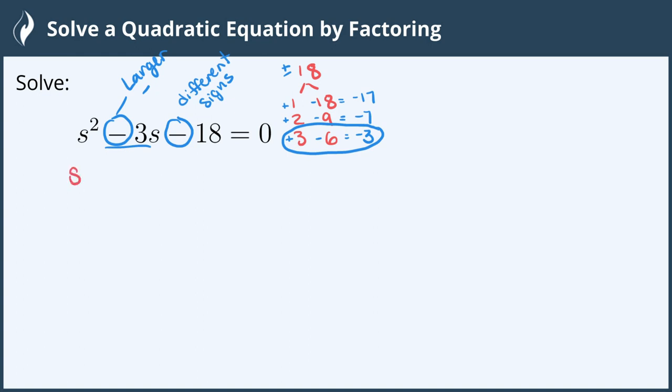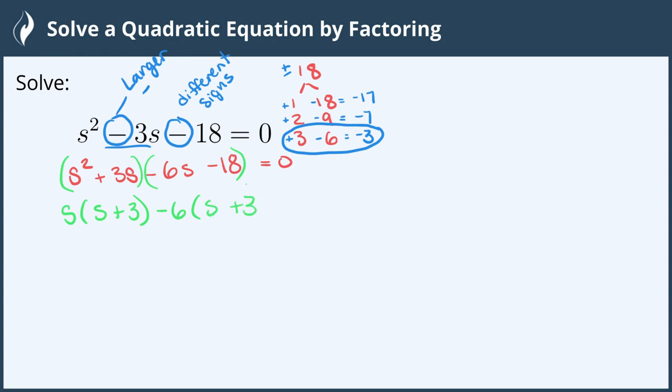We will take those factors and substitute, or replace, the middle term. So we have s squared plus 3s minus 6s minus 18 equals 0. Then we will factor by grouping. So we'll group our first two together and our second two together. The first two have a greatest common factor of s, so we're left with s plus 3. The second two have a greatest common factor of negative 6, so we're left with s plus 3, and this still equals 0.